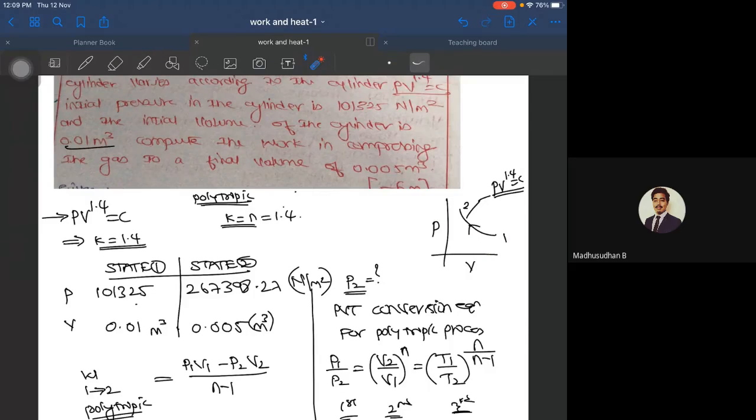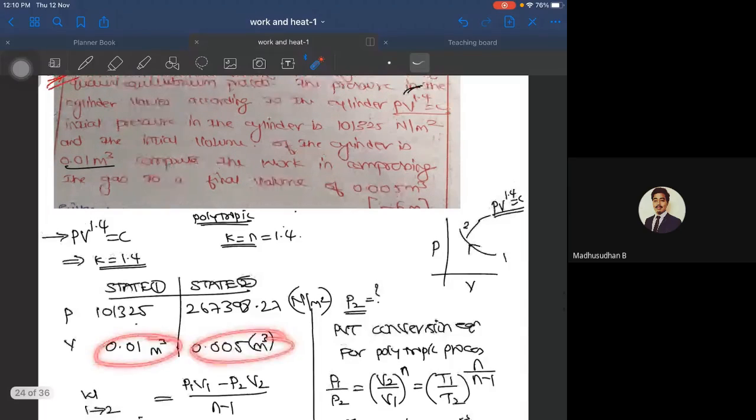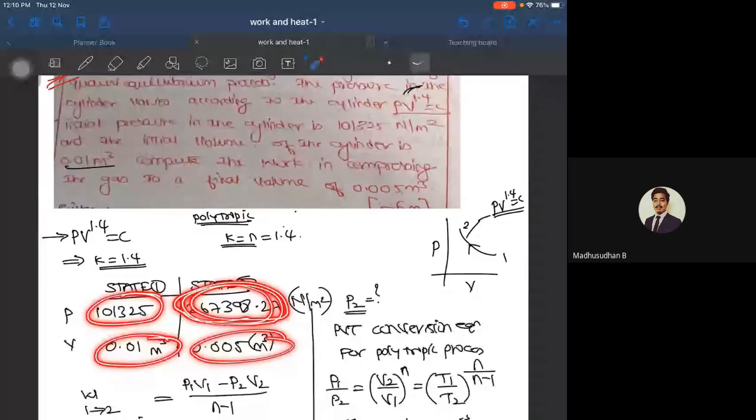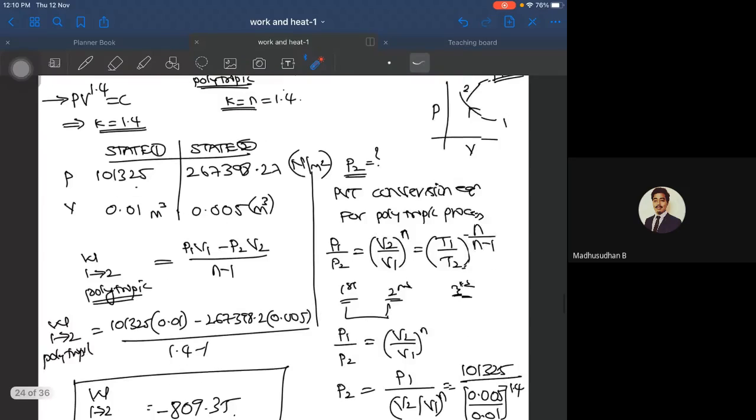Now here is a state table where P1, V1 values are given, and some values you need to calculate. Initial volume, final volume and P1 are given, but P2 is not given. This is the calculated value. In order to calculate it, you require the PVT conversion equation for a polytropic process.